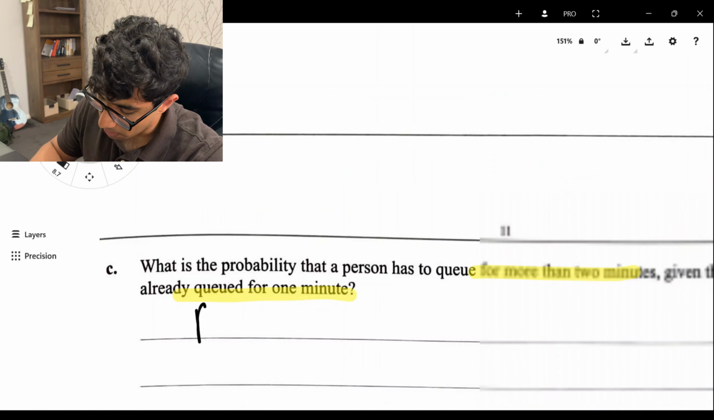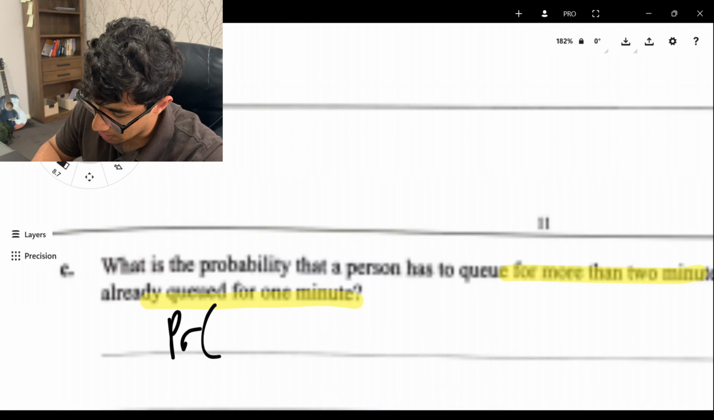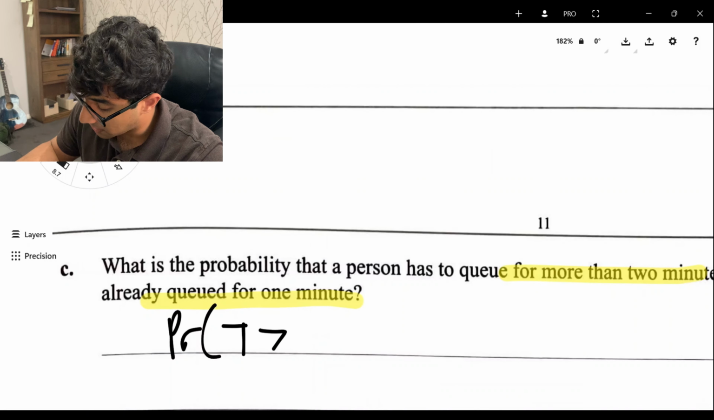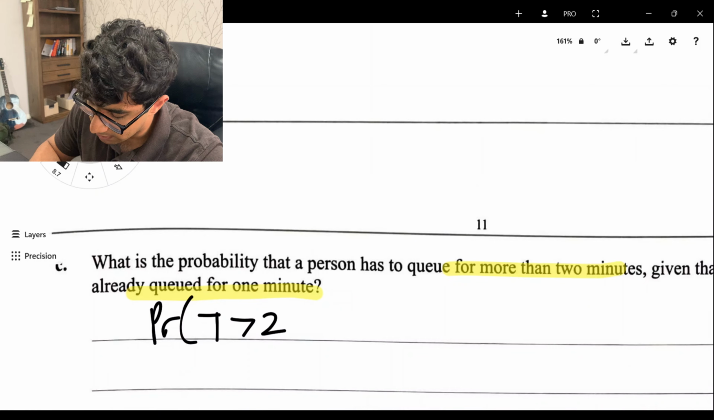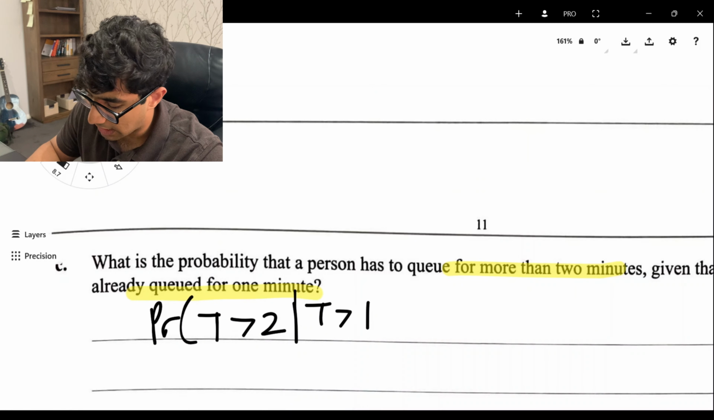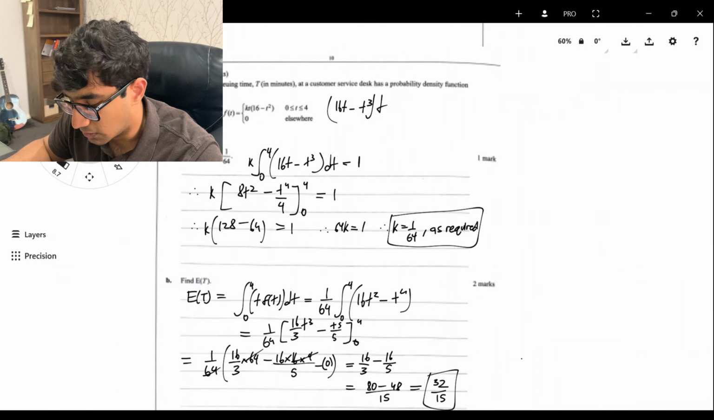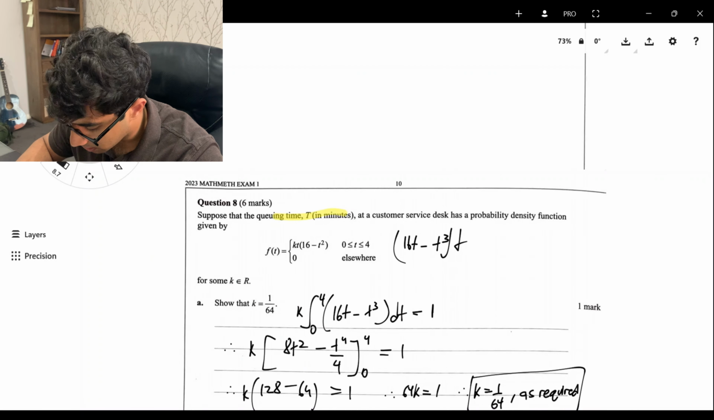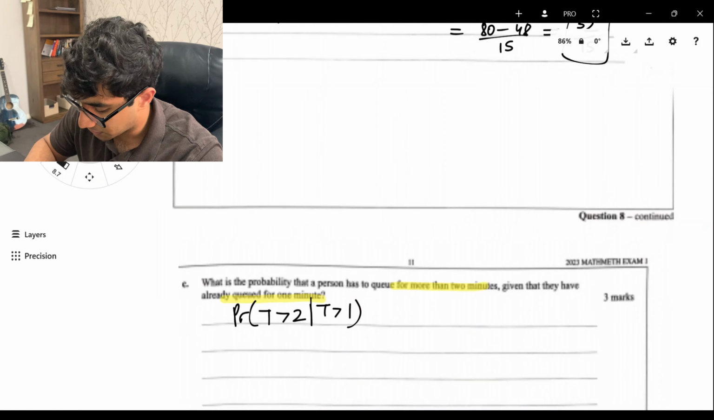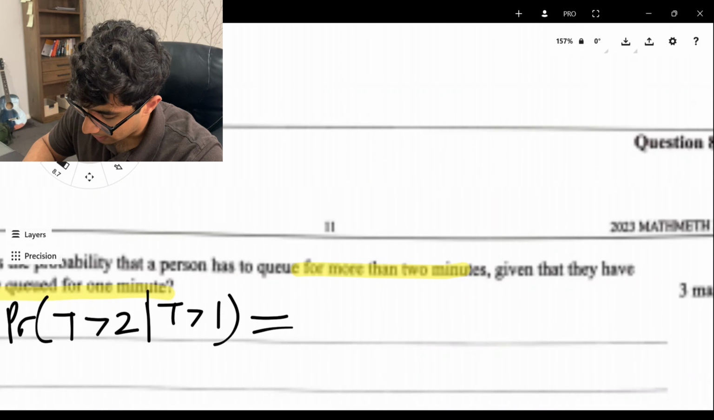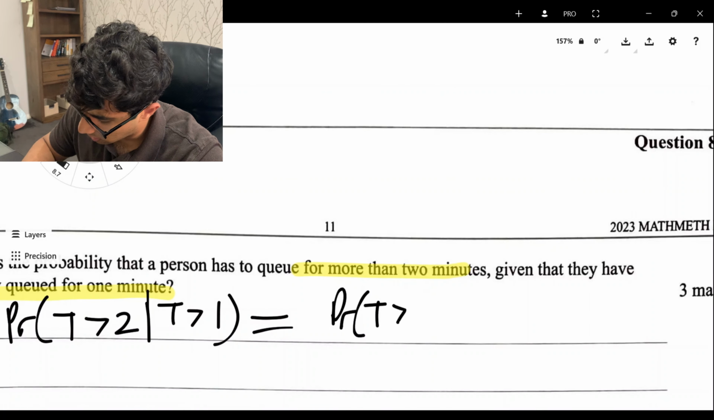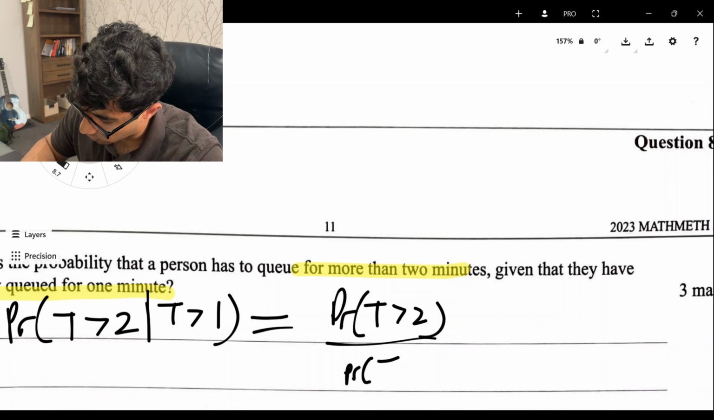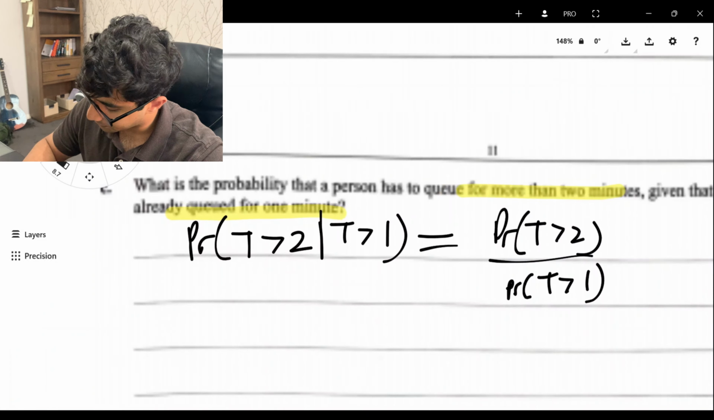So, probability that t is going to be greater than 2, given that t is greater than 1, okay? We don't have to worry about whether it's inclusive or exclusive. And you can see that the variable is t, so that's completely fine. And t is in terms of minutes, so that's also completely fine. So, expanding that out is just the probability that t is greater than 2, and then the probability that t is greater than 1, okay? That's all good.